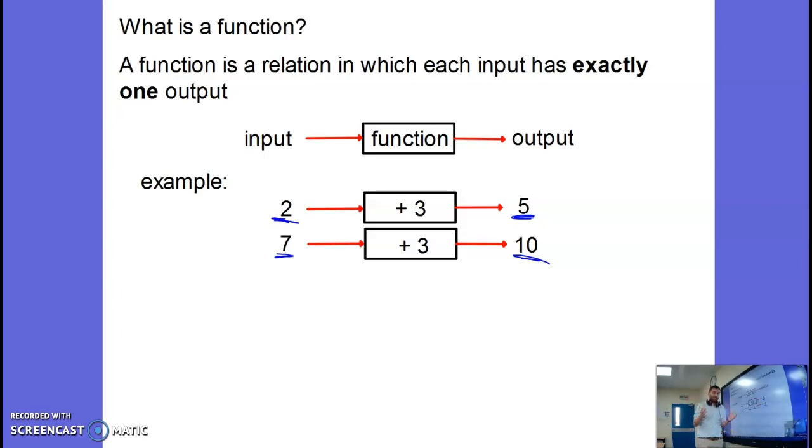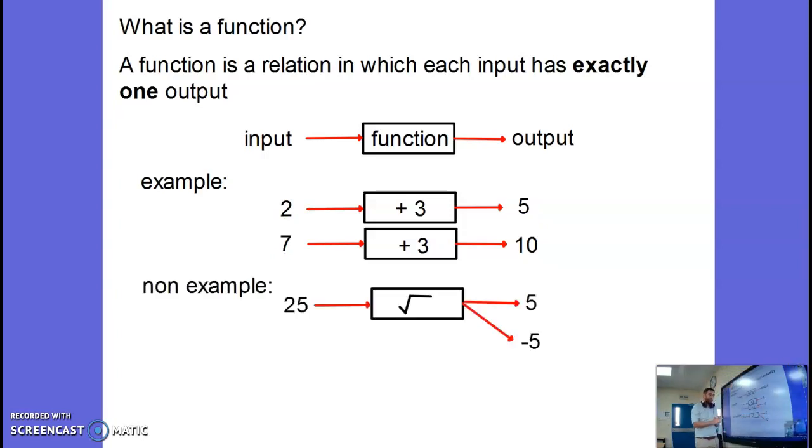It's probably easiest to describe what makes a function by giving you something that is not. So here is a non-example. Square rooting is not going to be a function. So if I input 25, the square root of 25 is 5, and it could also be -5, because -5 squared is 25. So to square root, that is not a function, because there are two possible outputs. We have different options on the output.